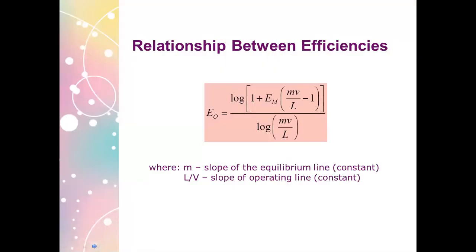Now, there is this equation that relates the Murphree efficiency to the least fundamental way of expressing efficiency, and that's the overall tray efficiency.